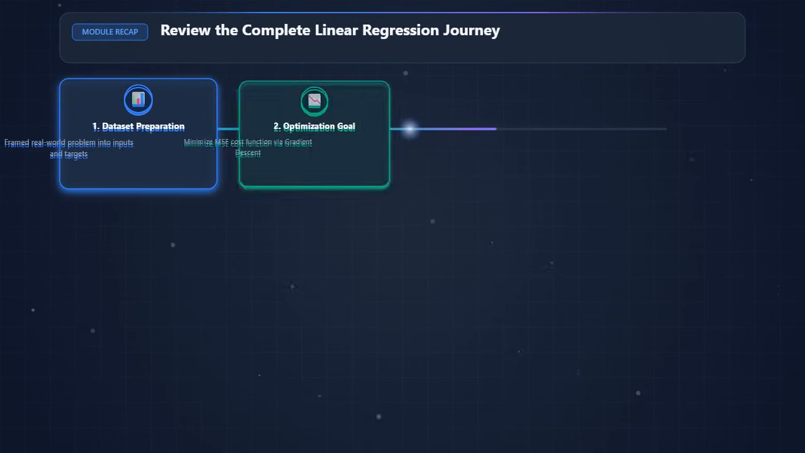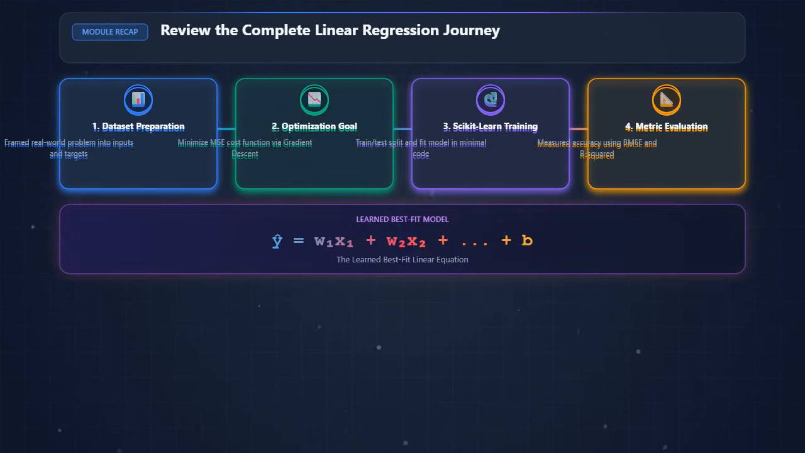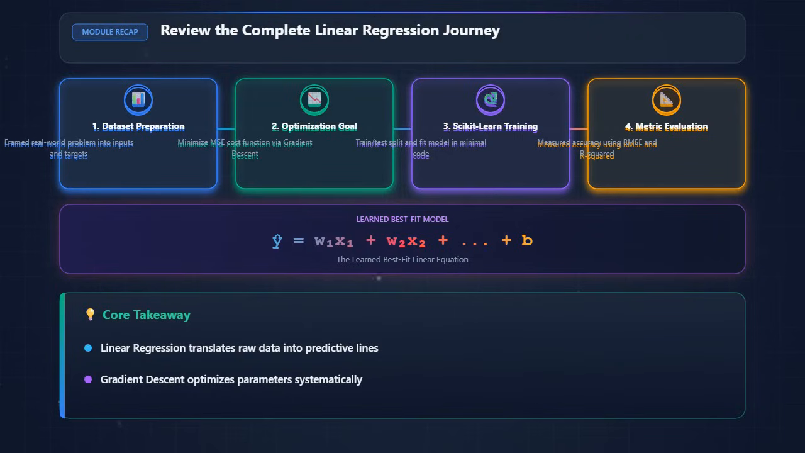Let's recap. We started with a real-world problem and a dataset. We learned that the goal is to find the best fit line that minimizes the cost function using gradient descent. We split our data, trained the model using Scikit-Learn in just a few lines of Python, made predictions, and evaluated the results using metrics like RMSE.